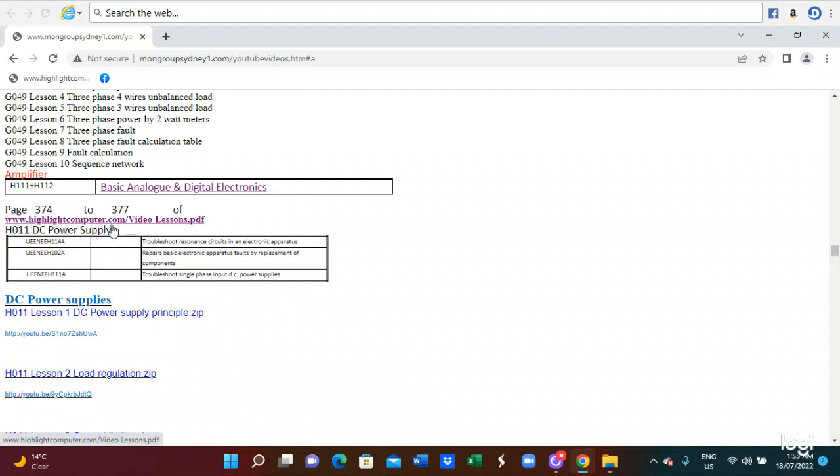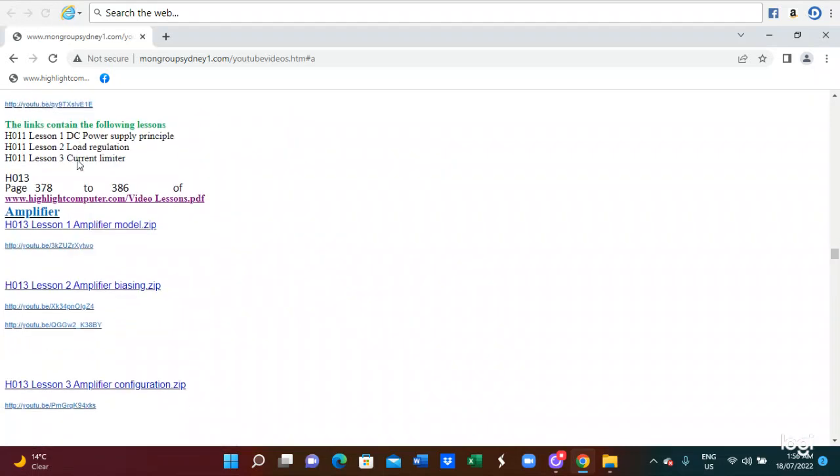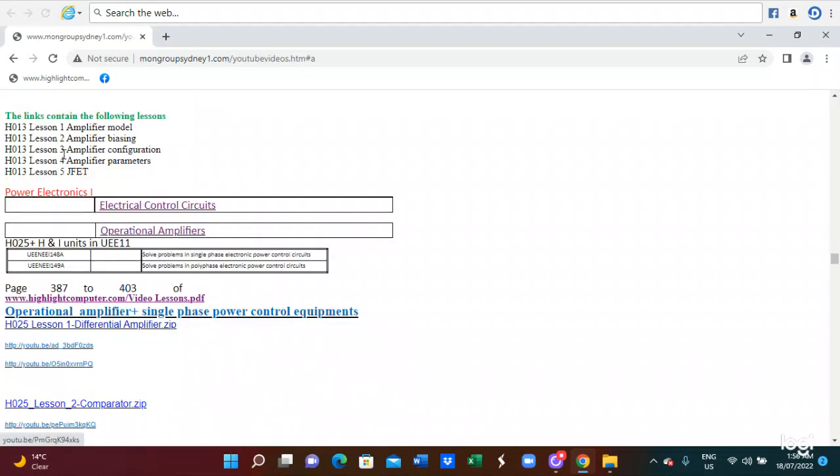And H013 is an amplifier. So highlight computer.com/video lesson.pdf, so that base 378 to 386. Those are the written notes and you view the video. And also the power electronics, H025 single phase operation, so the H026 is multiple phase. So in this case, you have to study highlight computer.com/video lesson.pdf, so that study the base 387 to 403 and you have to view the whole video.